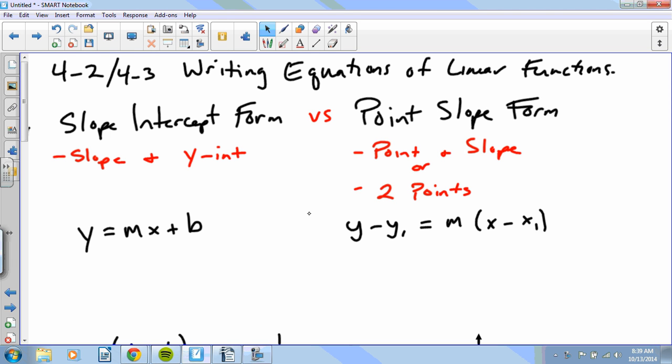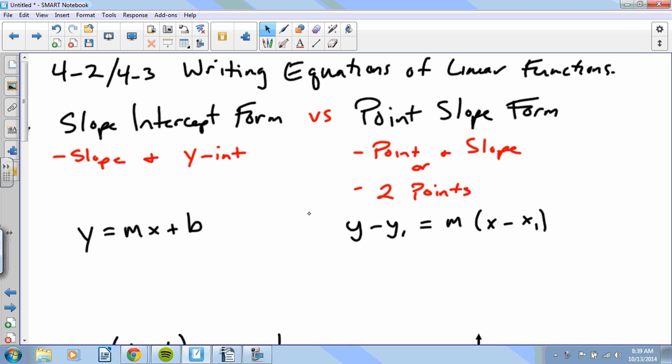Okay, so let's talk about writing equations of linear functions. We're going to combine section 4-2 and 4-3 into one section. I don't particularly like the way they explain it in 4-2, and 4-3 is okay, but I'm just going to combine them into one video here so we can make it work for us. So we're writing equations of linear functions.